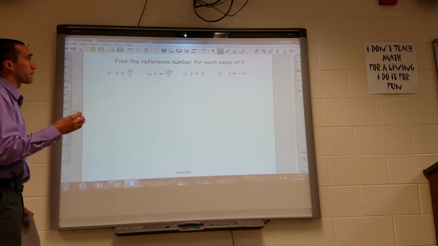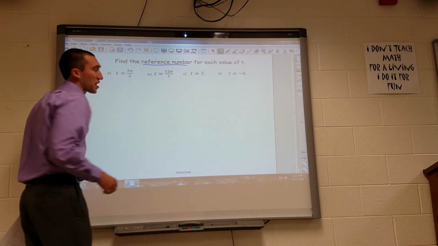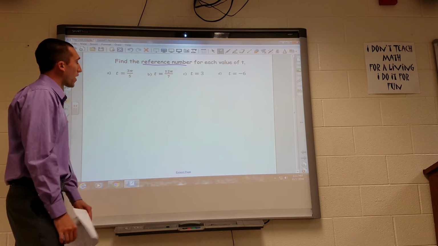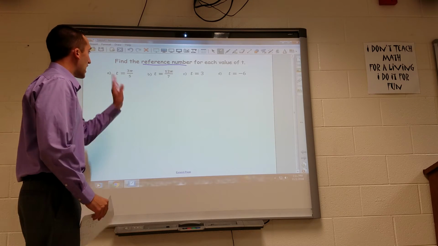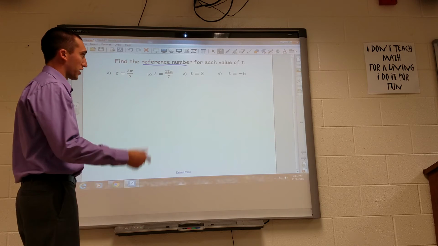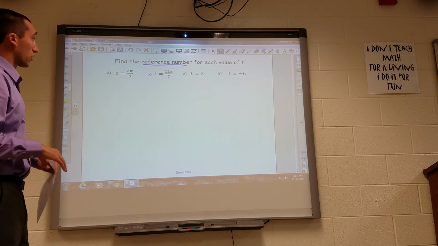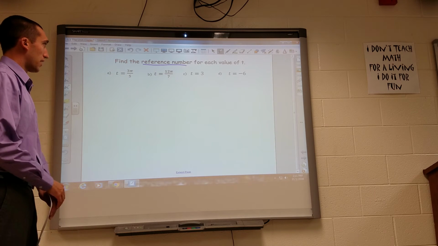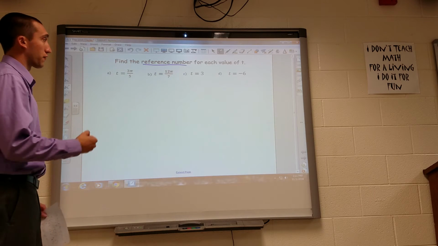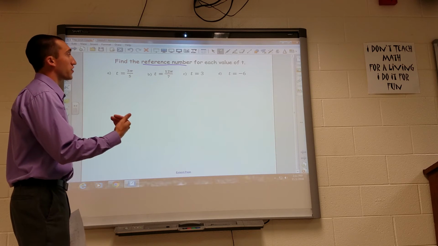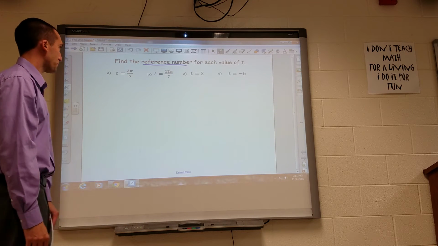Next, they want us to find the reference number. Reference number, same as reference angle. So they want us to find how far this would be away from our x-axis. And these are abnormal angles, right? They're not divisible by 3 or 6, so they don't go evenly into 180. That's why we use 3 and 6 for 30 degrees and 60 degrees, and 4 for 45 degrees, because they're divisible evenly into 180.